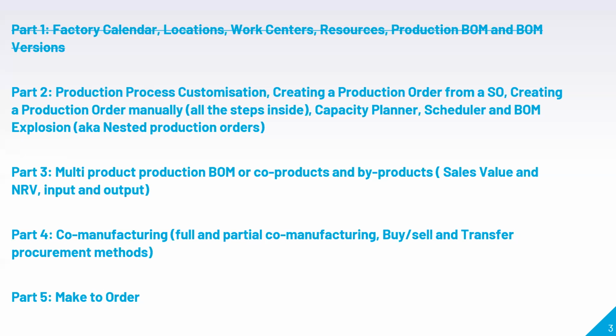So that's what we're going to be covering. And the next webinar, which is going to be part 3, we'll cover multiple product production BOMs or co-products. So this is going to be very interesting, a little bit complex, so we'll cover that in the webinar itself. The part 4 webinar will cover co-manufacturing, where you're doing full or partial co-manufacturing. So very interesting. I know that also is very useful to a lot of people.